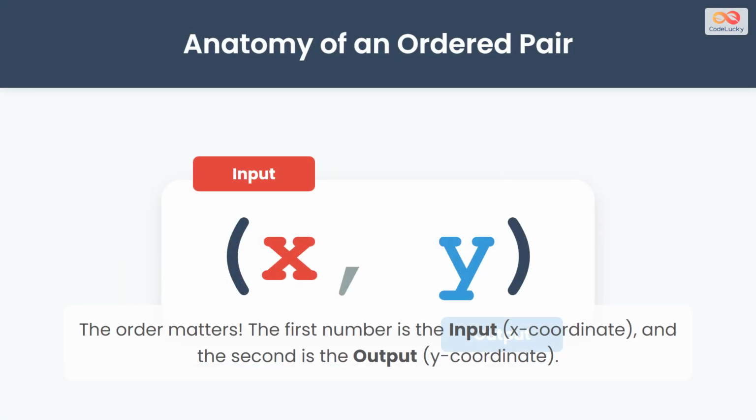Let's look closer at the building block of a relation, the ordered pair. We write this as (x, y) inside parentheses. The order is crucial here. The first number, x, represents our input, and the second number, y, represents our output.